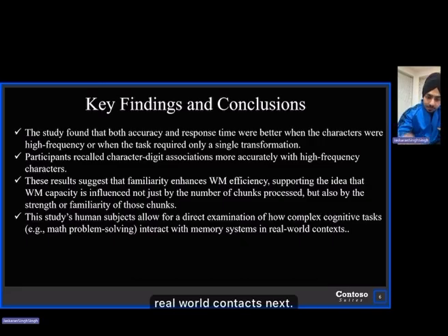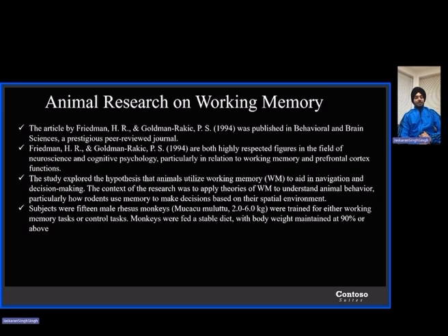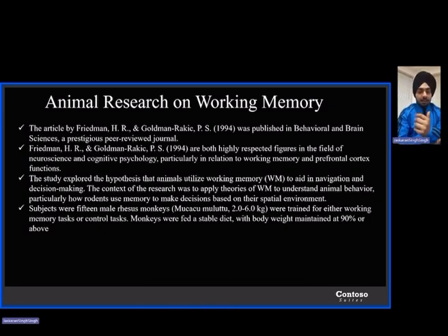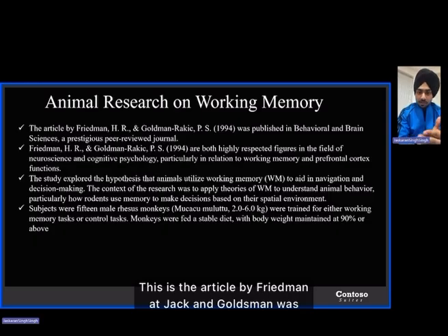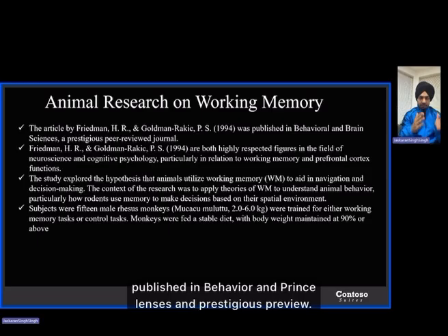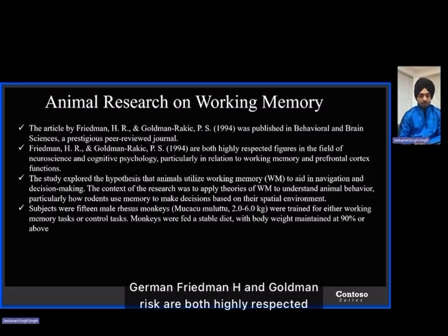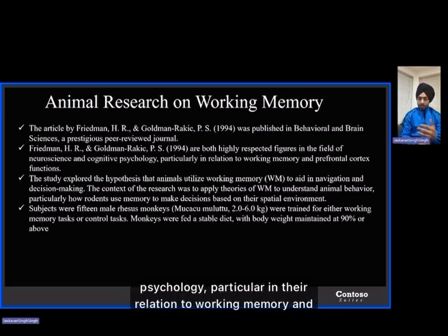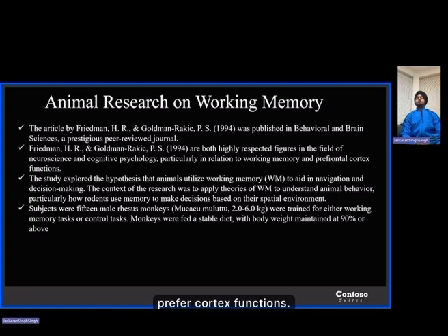Next is animal research on working memory. This article by Friedman and Goldman-Rakic was published in Behavioral and Brain Sciences, a prestigious review journal. Friedman and Goldman-Rakic are both highly respected figures in the fields of neuroscience and cognitive psychology, particularly in their relation to working memory and prefrontal cortex functions.